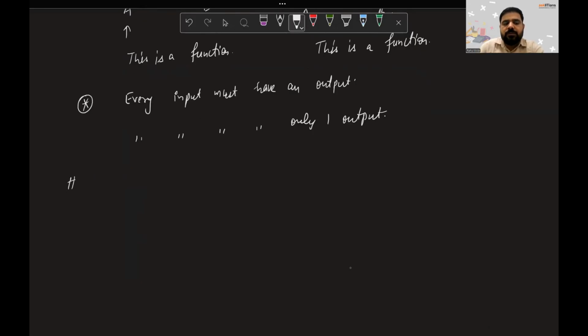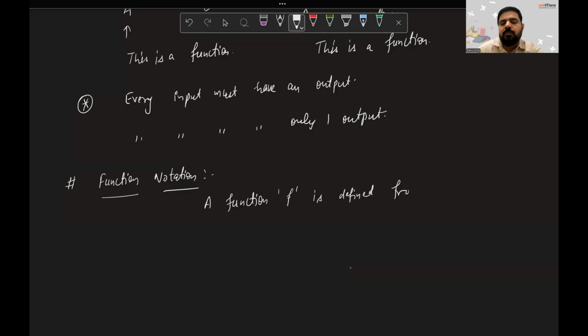Next, we have function notation. How do we denote the function? Let's say a function is defined. I'm giving the name f; you can call it g, you can call it h, anything. I'm calling this function f. A function f is defined from set A to set B.